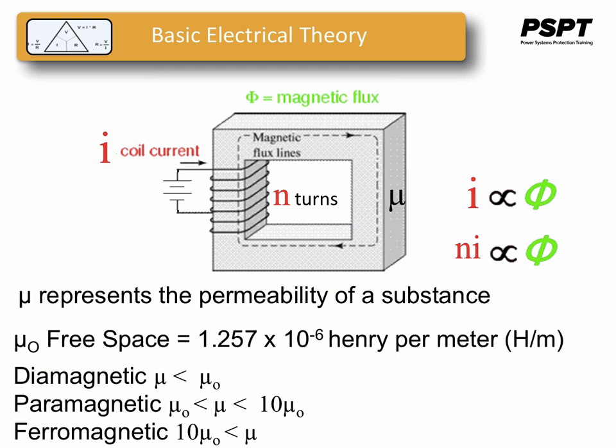In engineering applications, permeability is often expressed in relative rather than absolute terms. If mu subscript 0, or we call it mu naught, represents the permeability of free space, and mu represents the permeability of the substance in question, then the relative permeability, mu subscript r, is given by this equation.